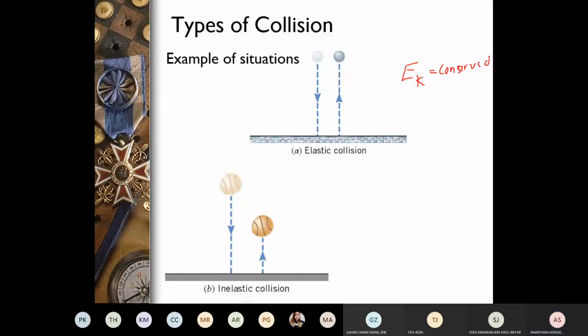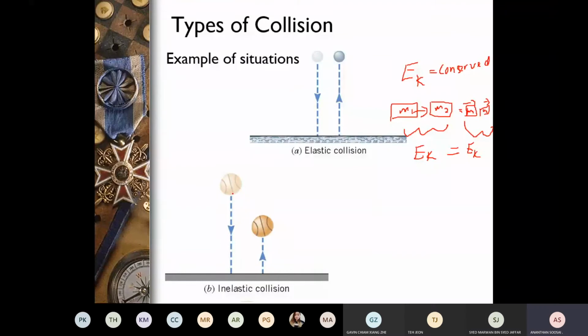Okay. Kinetic energy is conserved. That means, let's say first body M1 and second body M2. When the first body goes and collides with M2, after collision, the first body and the second body move forward with different kinetic energies. But if it's an elastic collision, the total kinetic energy before and after must be the same. The EK must be the same for both of them. Okay. If it's an elastic collision.